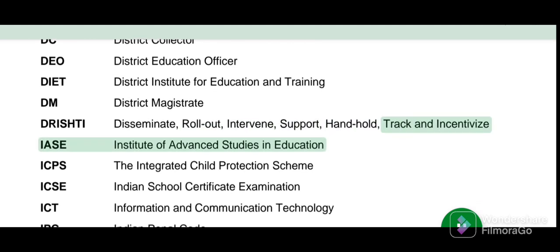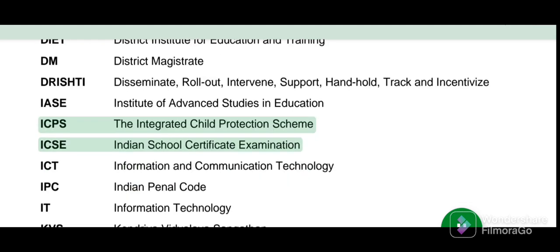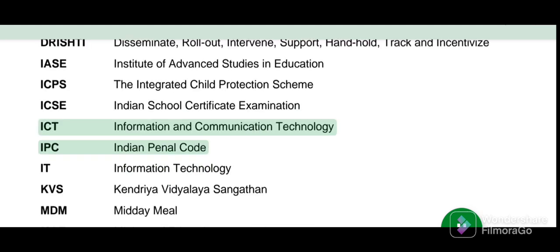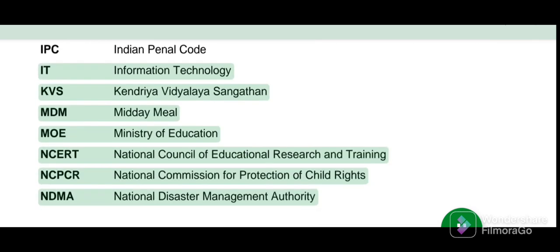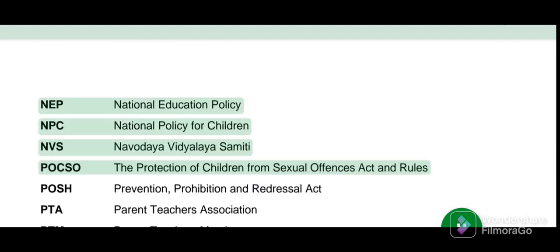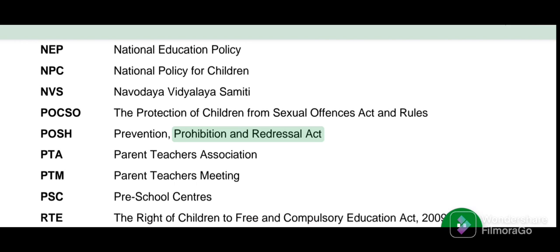Handhold, Track and Incentivize. IASE, Institute of Advanced Studies in Education. ICPS, the Integrated Child Protection Scheme. ICSE, Indian Certificate of Secondary Education. ICT, Information and Communication Technology. IPC, Indian Penal Code. IT, Information Technology. KVS, Kendriya Vidyalaya Sangathan. MDM, Midday Meal. MoE, Ministry of Education. NCERT, National Council of Educational Research and Training. NCPCR, National Commission for Protection of Child Rights. NDMA, National Disaster Management Authority. NEP, National Education Policy. NPC, National Policy for Children. NVS, Navodaya Vidyalaya Samiti. POCSO, the Protection of Children from Sexual Offences Act and Rules. POSH, Prevention, Prohibition and Redressal Act.